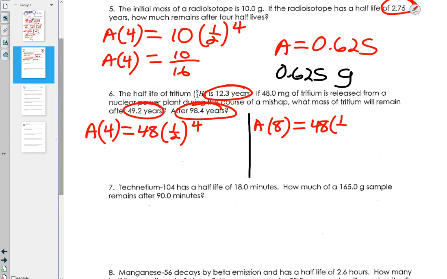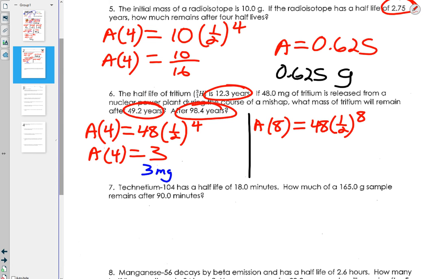As long as you write it, if you just put it straight into the calculator, I could live with it. That's the same as 48 divided by 16. I believe that's going to be 3. Is that 3? I'm doing it in my head. So 3 milligrams will be left after about 50 years. That's going to last forever.